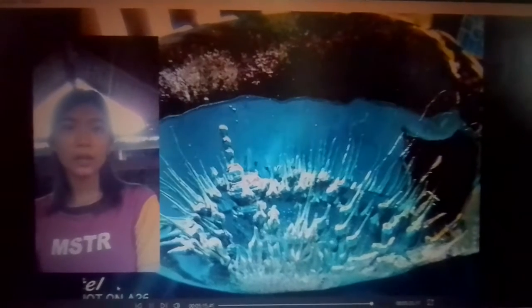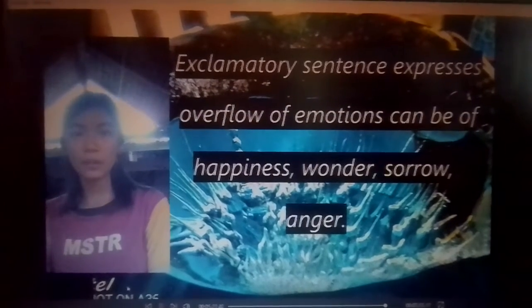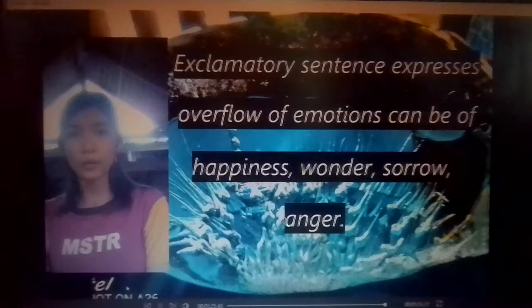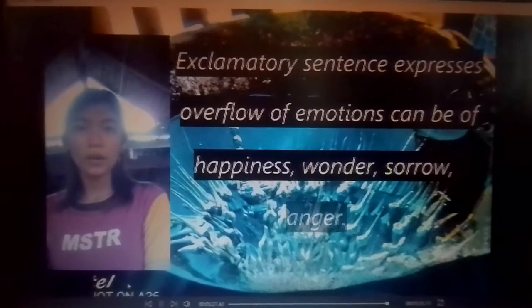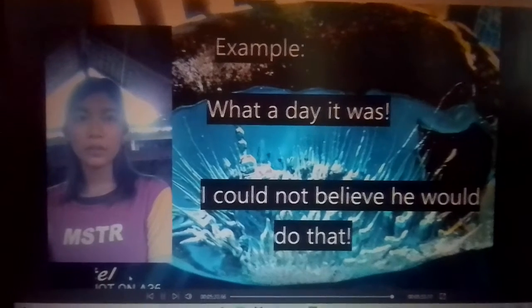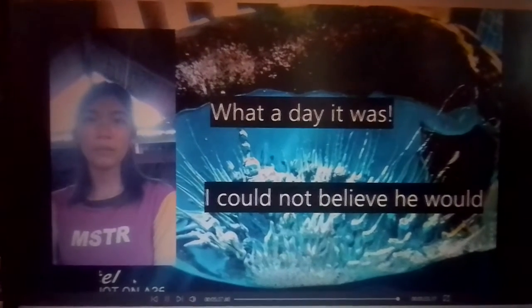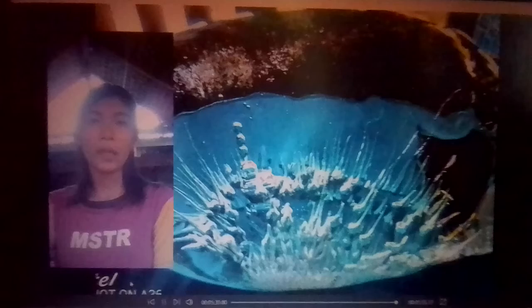For our exclamatory sentence, an exclamatory sentence expresses an overflow of emotion, which can be happiness, wonder, sorrow, or anger, like when you are wondering. So we have some examples. What a day it was! I could not believe he would do that! At the end of the sentence, there's an exclamation mark in both.